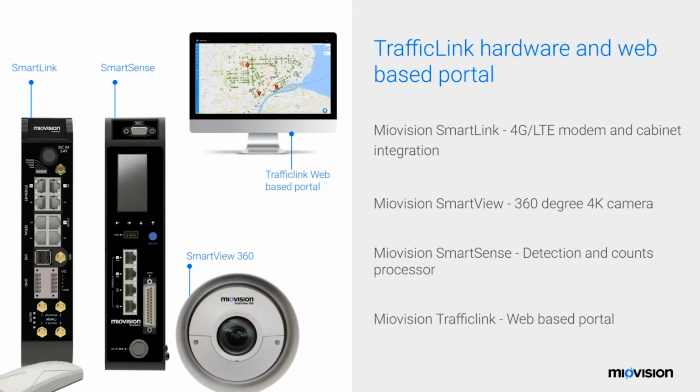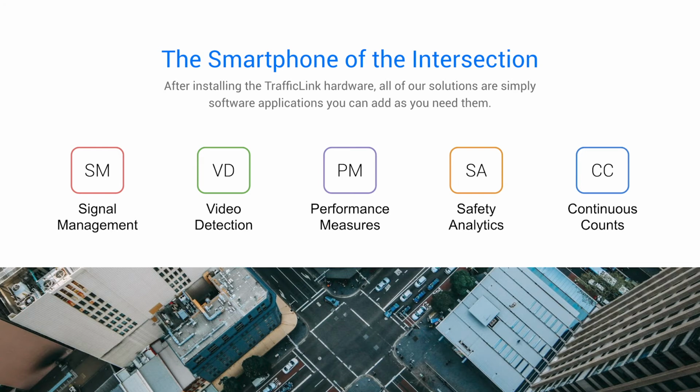We pair that up with a web portal. That would be your operating system layer. We call it Traffic Link. And Traffic Link is the software layer in which you interact with our solutions and solve problems. So again, everything that we do in terms of software uses the same common hardware. And once you have this installed inside your intersection, everything else just becomes simple software applications.